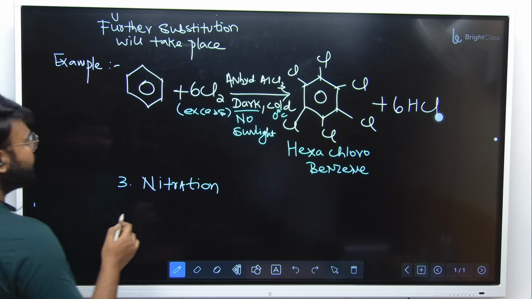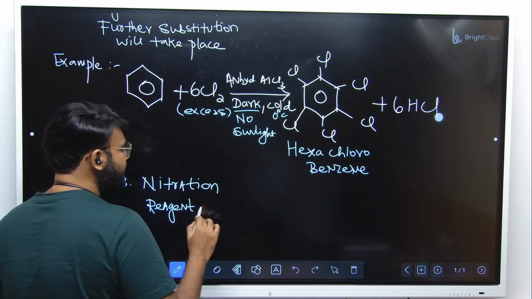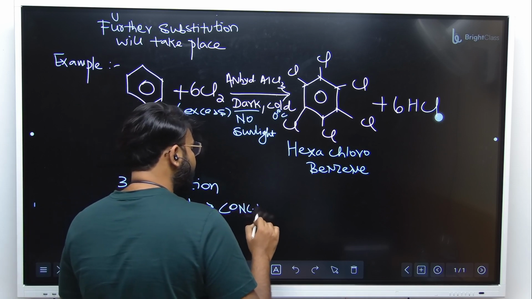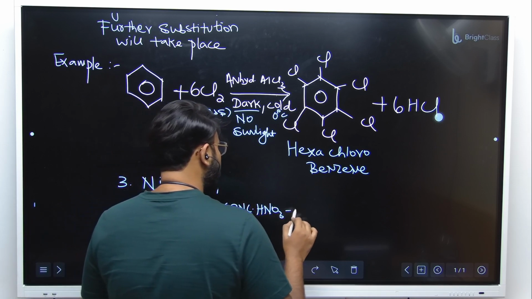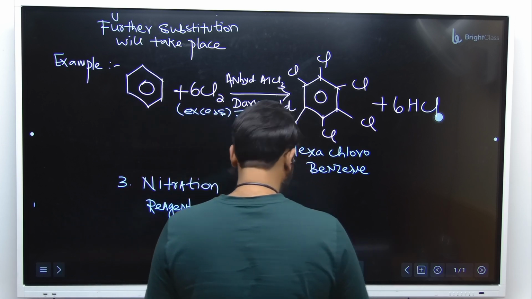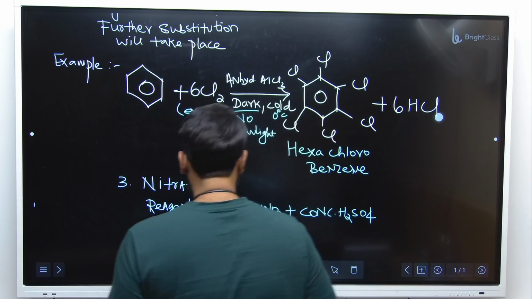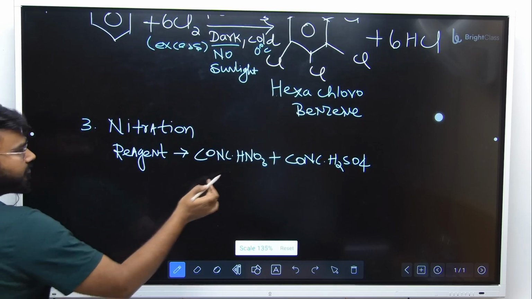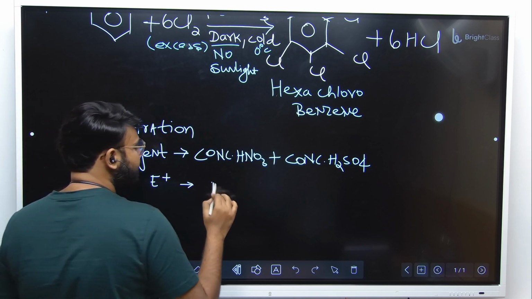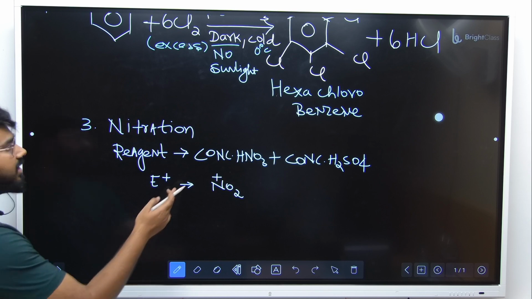Now what will happen? We will use the reagent. In reagent, what do we use? The reagent you have to remember, it's important. That is concentrated HNO3 plus concentrated H2SO4. So what will be the electrophile from this reagent? The electrophile you will generate from this reagent will be NO2 plus. This is your electrophile that will come out.